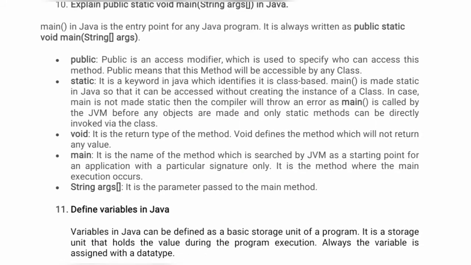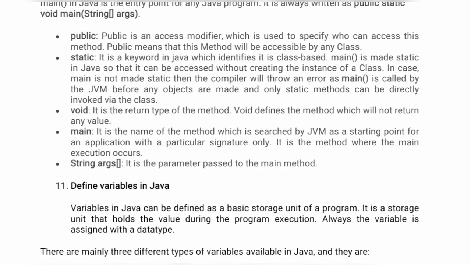Okay. So in case main is not made static, then the compiler will throw an error, as main is called by the JVM before objects are made, and only static methods can be directly invoked via the class. Okay. So without the static keyword, we cannot access the main method directly.